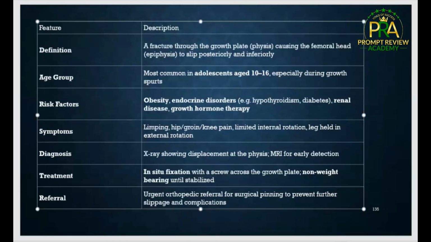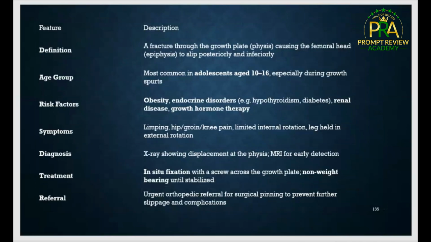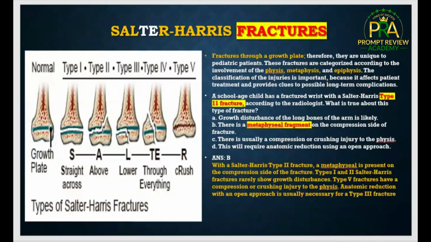But then they can also ask you a question about the Salter-Harris fracture. So where does this fracture take place? We say that the fracture takes place at the growth plate. Remember, that is when the child is growing. So we want to know what part of the growth plate. You need to memorize it because it's very, very important. So we have types 1, 2, 3, 4, 5, and you can use the letters to remember.